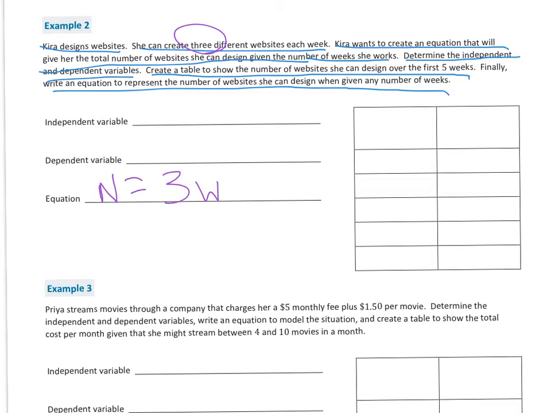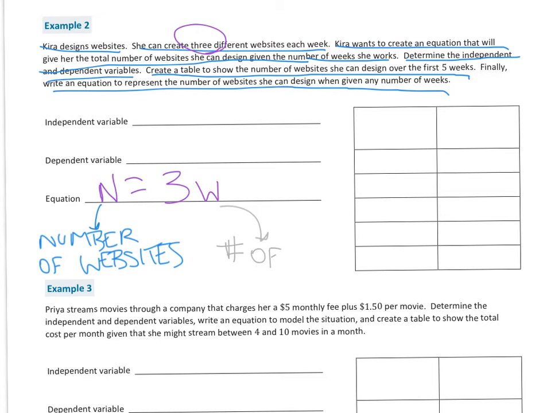So N is the number of websites, and W is the number of weeks. And that 3, we got that 3 because she can design 3 websites in a week. So our dependent variable is the N, because it depends on these guys. And our independent variable is going to be the W. So let's go ahead and fill out our chart.